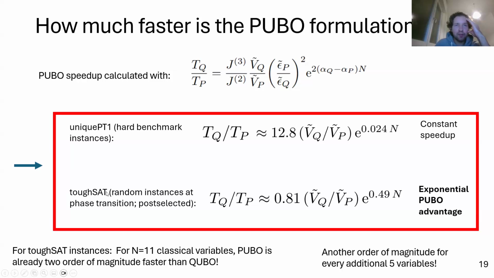But if we look at the tough set instances, which, to remind you, are basically just randomly generated instances around the phase transition point where we expect hard instances, then we can see a clear exponential time advantage for the PUBO formulation. For example, for n classical variables, the PUBO formulation would already be 2 orders of magnitude faster than the QUBO formulation. And this increases by another order of magnitude for each additional 5 variables in the classical problem. So for these kinds of problems, this would be a clear advantage.